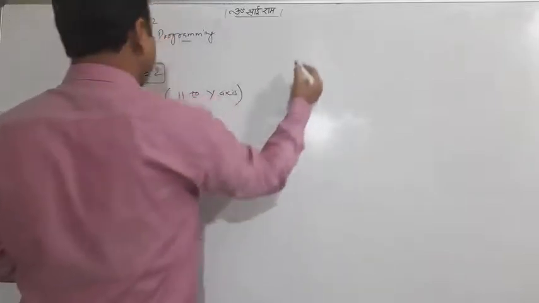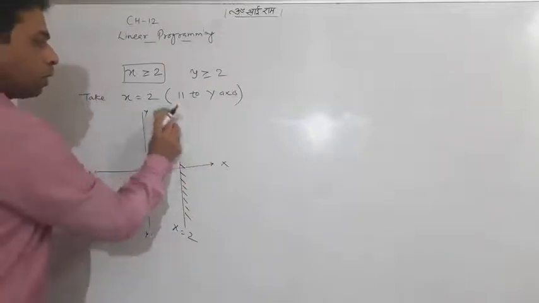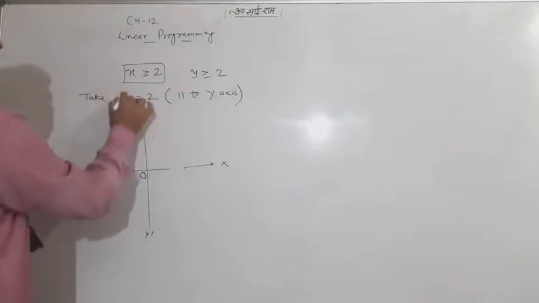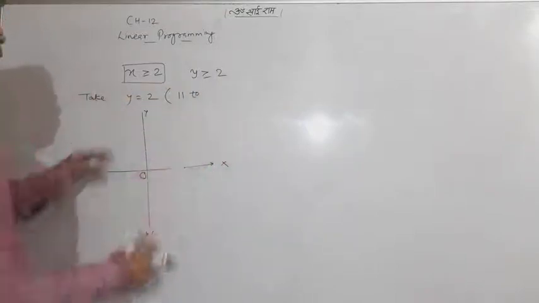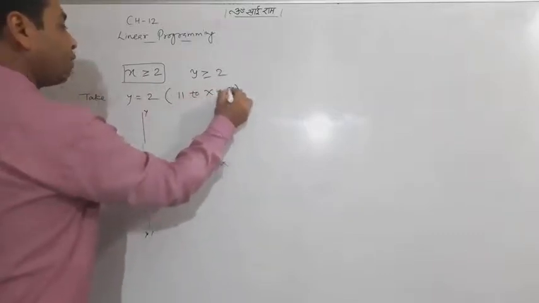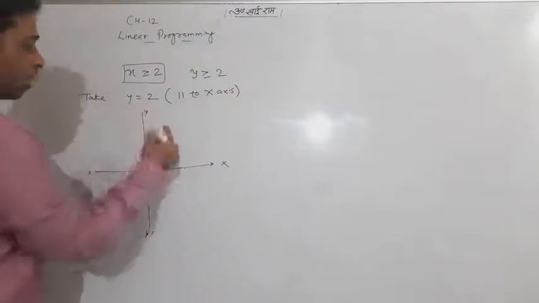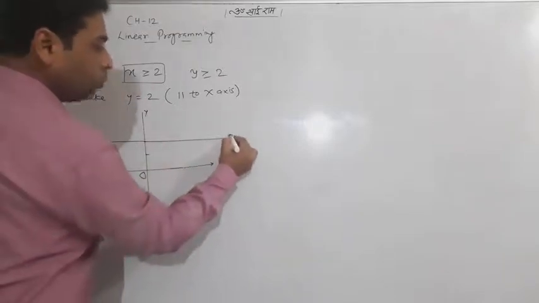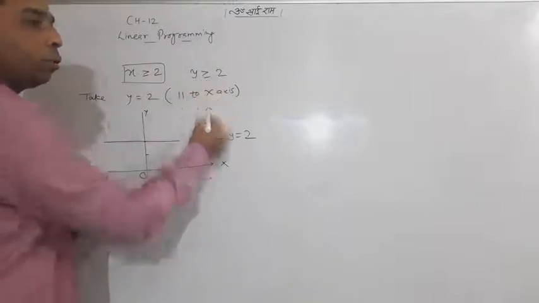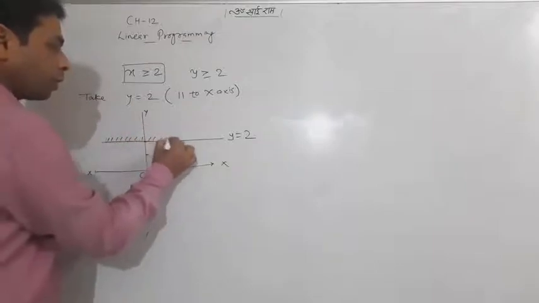Similarly, if you have y greater than or equal to 2, what to do? First of all, you take y equal to 2. Now catch the nature of y equal to 2. It will be parallel to the x-axis, and it passes through 2, so definitely (1, 2). It is y equal to 2, which is parallel to the x-axis. Now we'll come to the region y greater than 2. Definitely upside, where y is always greater than 2.